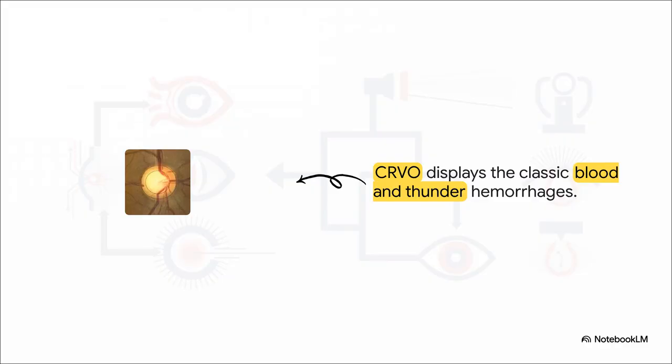Now you have to contrast this immediately with central retinal vein occlusion, or CRVO. In this case, driven by an underlying coagulopathy or maybe severe hypertension, the venous outflow is completely blocked. And the resulting backup causes massive capillary rupture. If you look at the fundoscopy, it reveals severe optic disc swelling, dilated and tortuous veins, cottonwool spots, and these extensive, diffuse retinal hemorrhages. It's the classic, dramatic blood and thunder appearance.